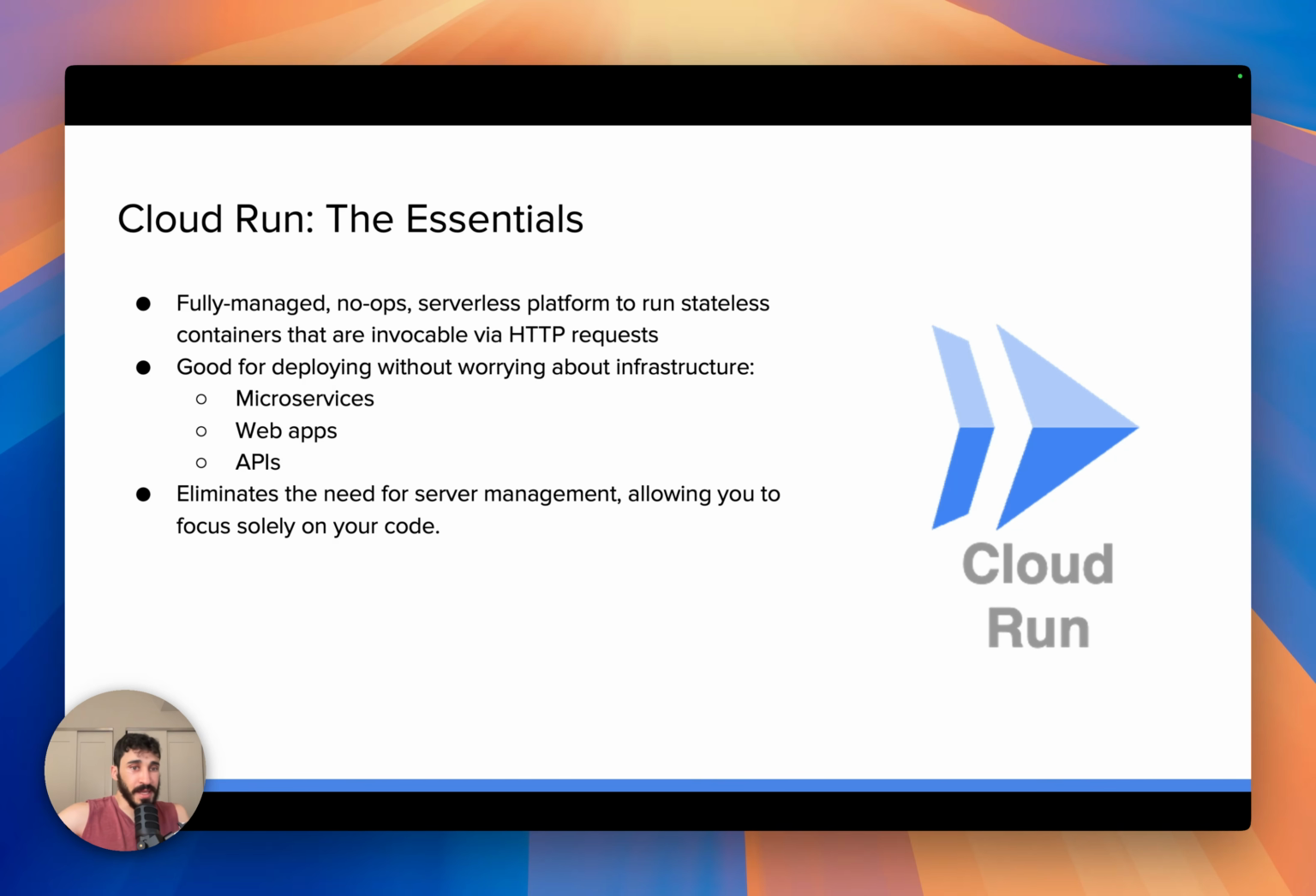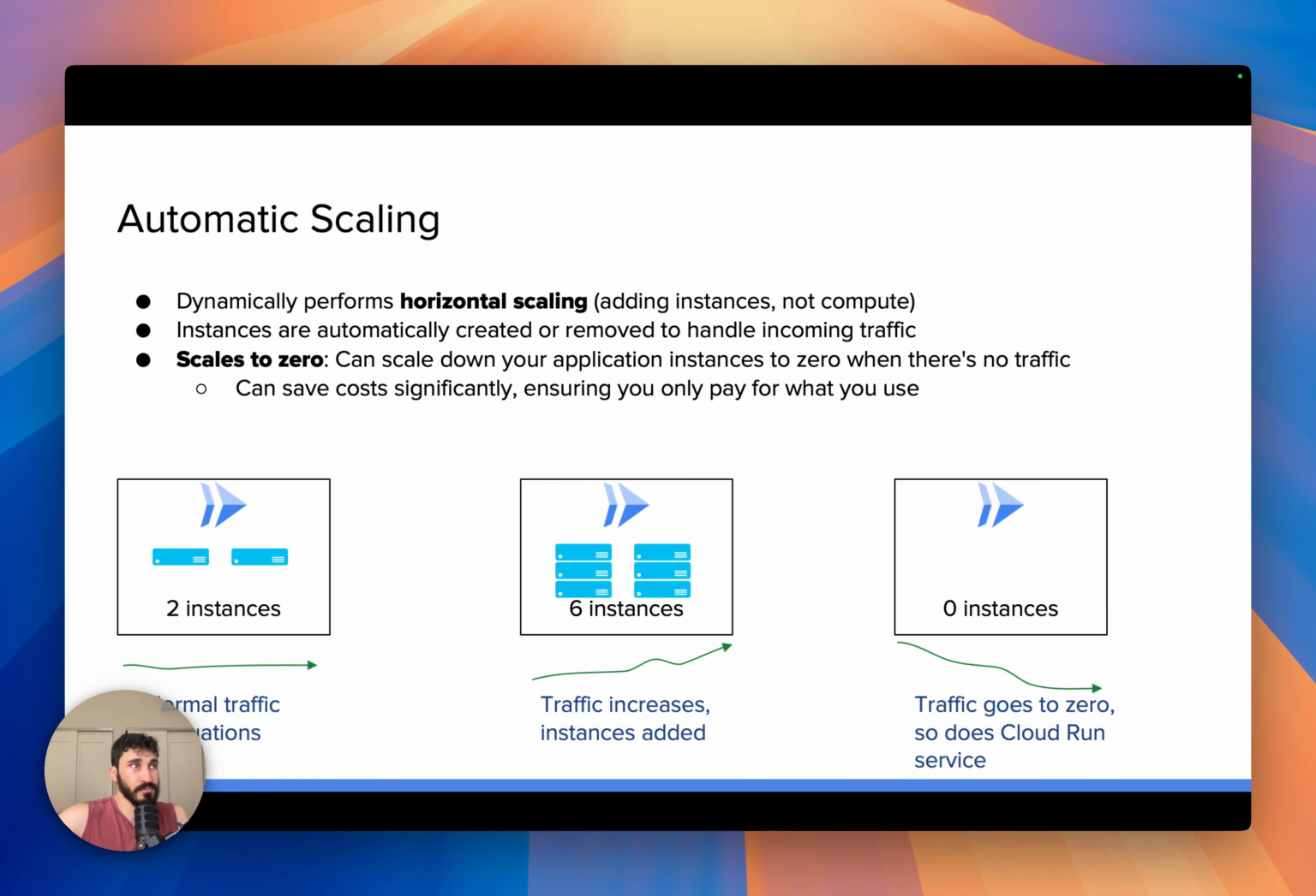Cloud Run is a fully managed, no-ops serverless platform that is there to run stateless containers that are invocable via HTTP requests. It is very good for deploying things where you don't want to worry about infrastructure. So this could be microservices, this could be certain web apps, this could be APIs. So look out for those on the exam. And it eliminates the need for server management, allowing you to focus solely on your code. And again, it is for stateless containers that are invocable via HTTP requests.